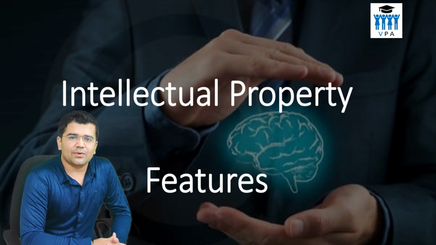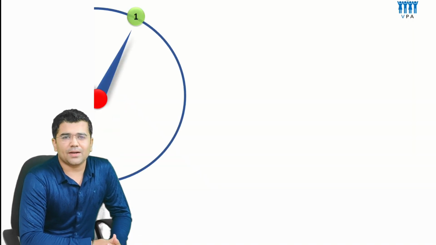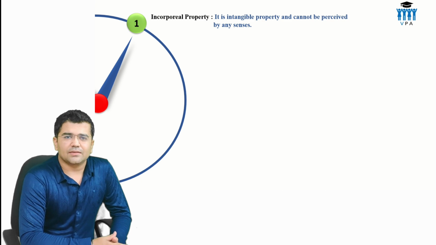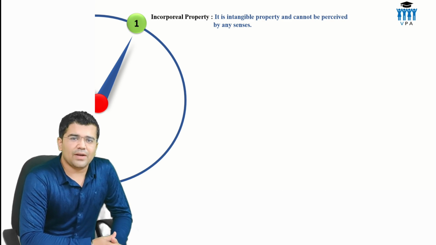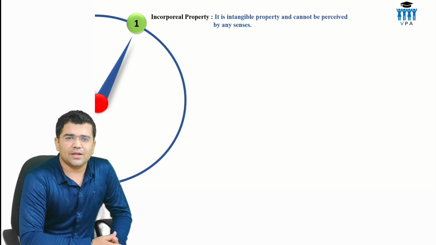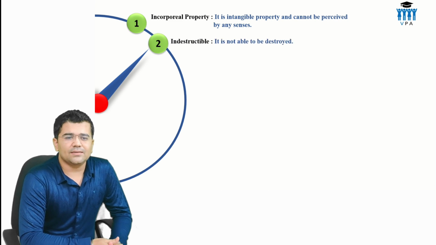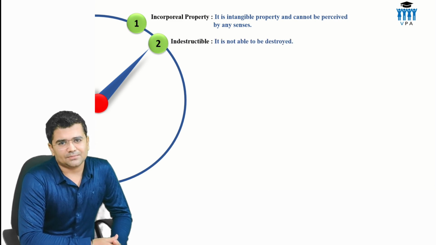Today's class we are going to discuss the features of intellectual property rights. The first feature of intellectual property is that it is incorporeal property. Since intellectual property is an intangible property, it does not have any kind of physical presence and therefore it is incorporeal in nature. It cannot be sensed by any of the senses. It cannot be touched.